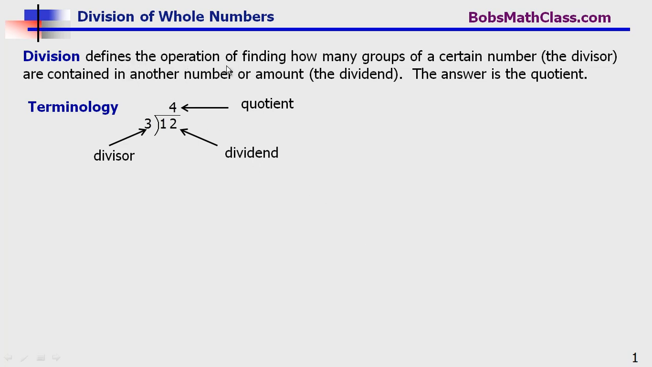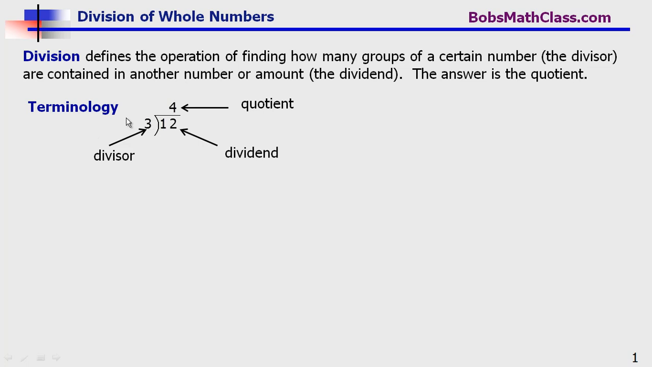Division defines the operation of finding how many groups of a certain number, the divisor, are contained in another number or amount, the dividend. The answer is the quotient. So we're finding how many groups of 3 are there, or how many groups of 12 are there. When we write a division problem, we always need to know the terminology.